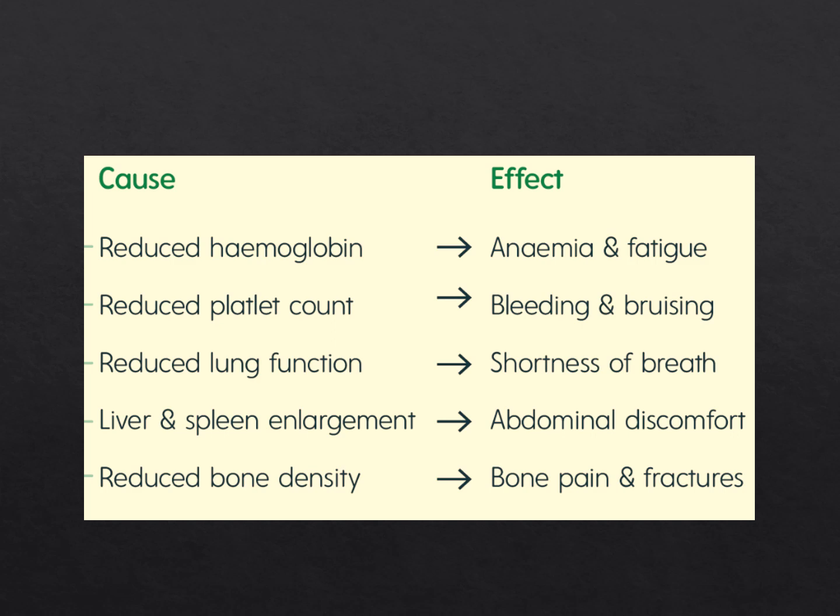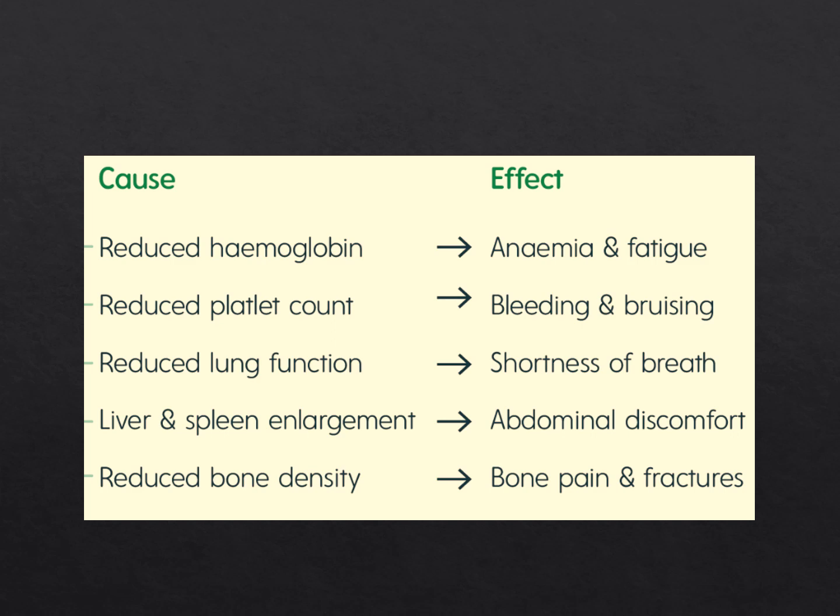There is also a chance of reduced lung function with the macrophages getting accumulated there, which could lead to shortness of breath, and patients can present with acute pulmonary dysfunction. The liver and the spleen enlargement due to the macrophages getting accumulated could lead to a hyperplastic liver and spleen, and hence a hepatosplenomegaly, and hence abdominal discomfort and distension.